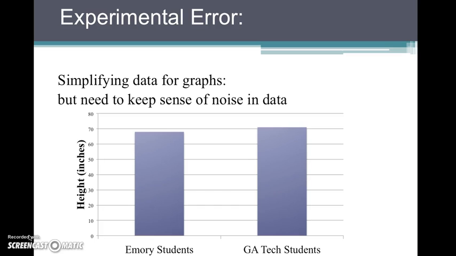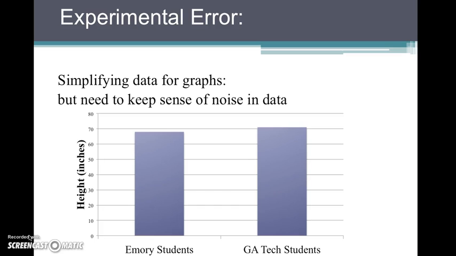Quite often you would take the average of your data. So here instead we've graphed the average height of all of our Emory students and the average height of all of our Georgia Tech students. This is a much clearer graph for us to look at and try to interpret. And from this graph we can see that our average height for Emory students is a little shorter than that for Georgia Tech students. However, we've lost all sense of the variation in this data.